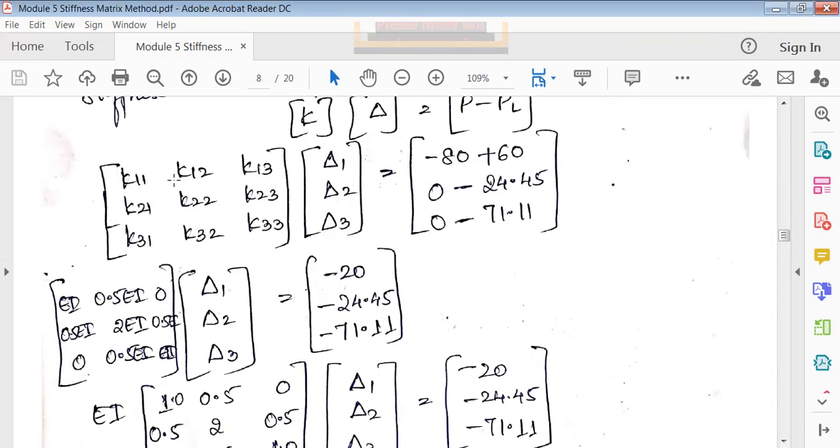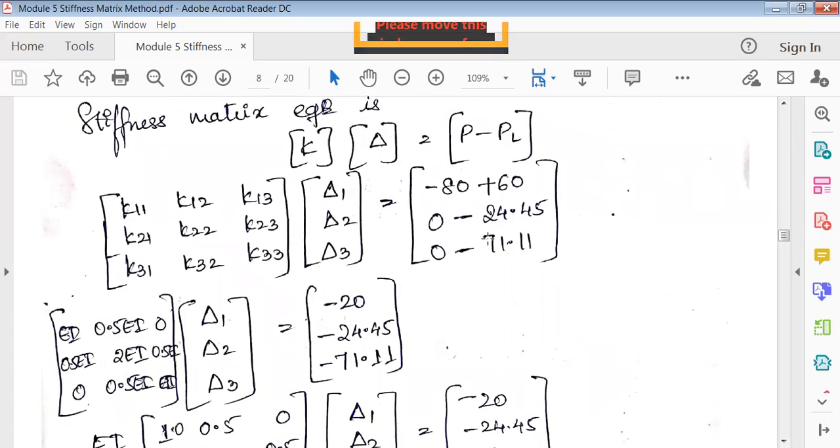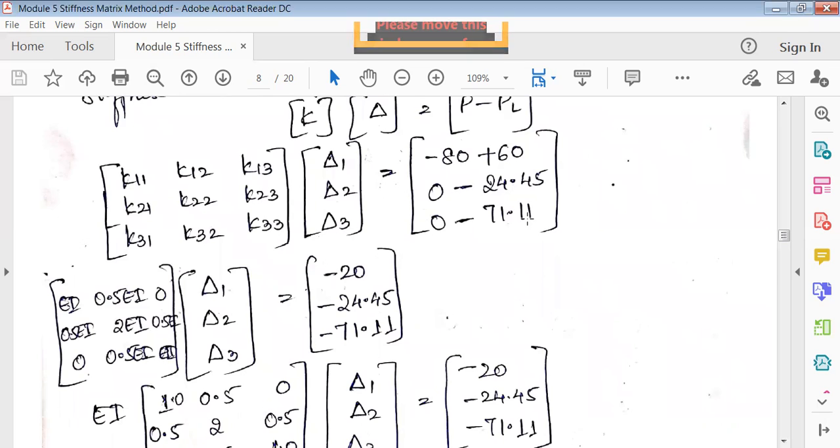Similarly, K, again, first row, second column. This is the second column. And this is the third column. Okay. Next, delta 1, delta 2, delta 3. This is nothing but the unknowns which we need to find. Next, we've already calculated P minus PL. So P is minus 80 plus 60. Then this is PL. All right. That is in B, C and D directions.